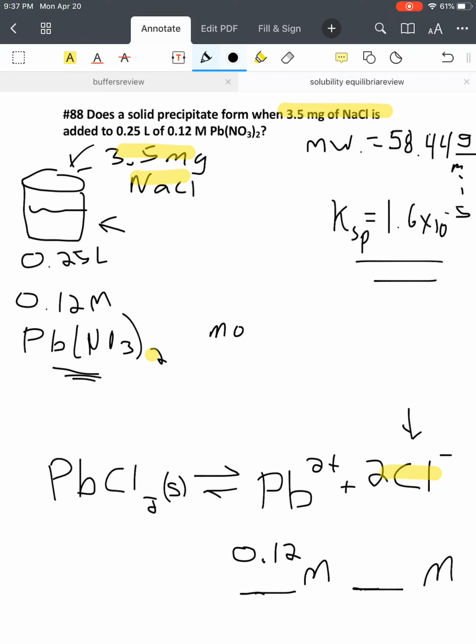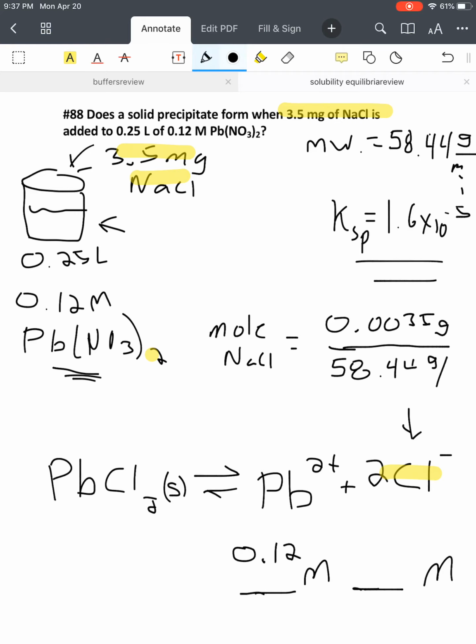So to do that, I've got to figure out how many moles of NaCl I added. Now, I added 3.5 milligrams, which is what, 0.0035 grams? I have to divide by 1,000 to convert to grams. If I look up in a data table what the molecular weight of sodium chloride is, I find that it's 58.44 grams per mole.